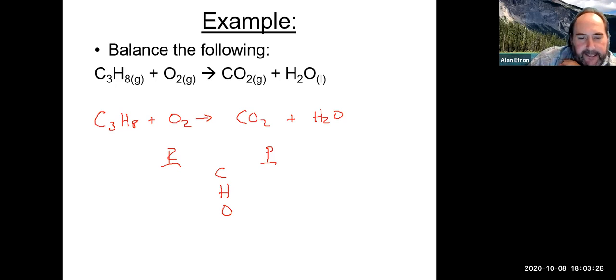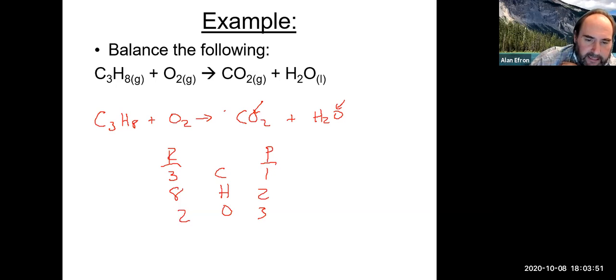Okay, so let's take a look. We got 3 carbons on the left, 1 on the right, and 8 hydrogens on the left, 2 on the right. Oxygens, we got 2 on the left, and again, we have 3 oxygens going on here. So again, probably the easiest thing to start with would be our carbon.